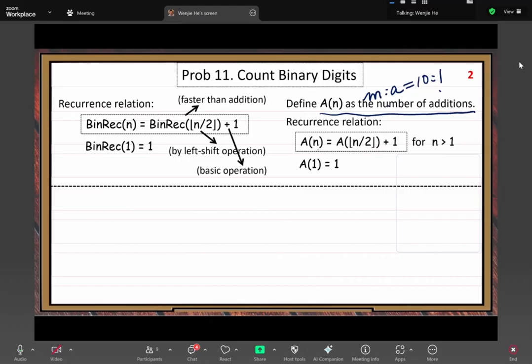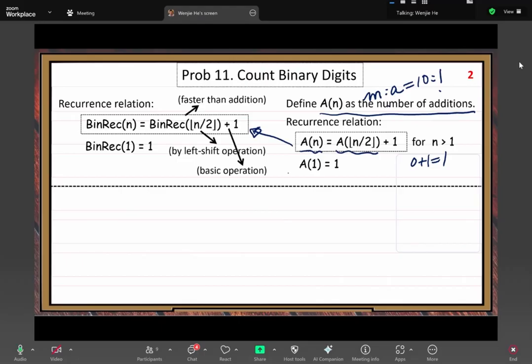Then the recurrence relation for this A function: when we calculate the number of additions for n, we need to work on the half size first, then plus one more addition. For the base case, when n equals 0, we make the number of additions 1, because we do 0 plus 1 addition. Although it's unnecessary, it's convenient, because in this way this addition version has the same recurrence relation as the original version.